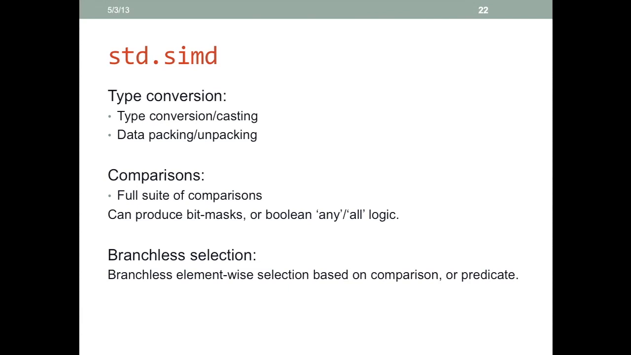So you can get one of these bit masks, for instance, give it to a selection function, and it will select between A or B based on some predicate, and it will perform no branch in the process, which is good, and more.